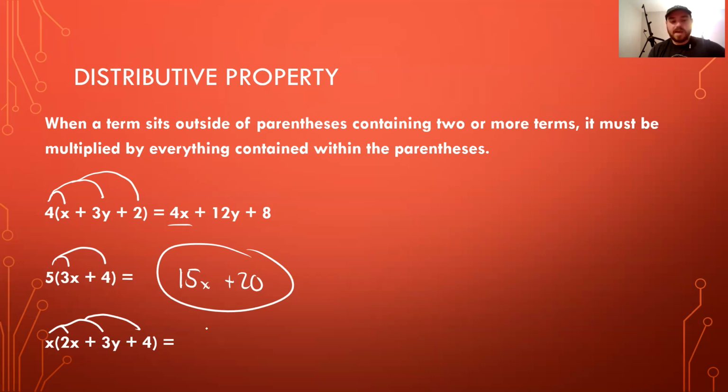So in this case, we have x times 2x, that's 2x squared. x times 3y, that's 3xy. And 4 times x, that's 4x.